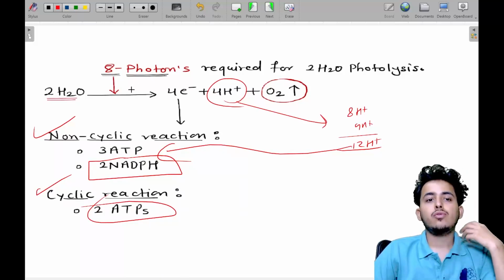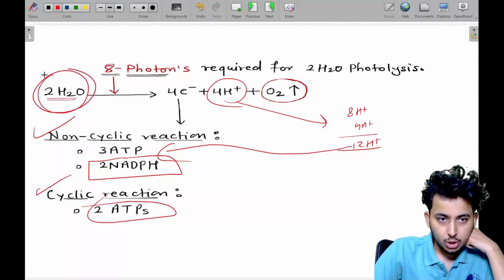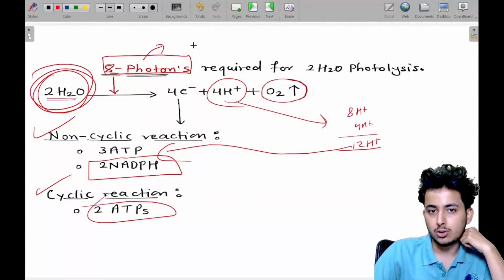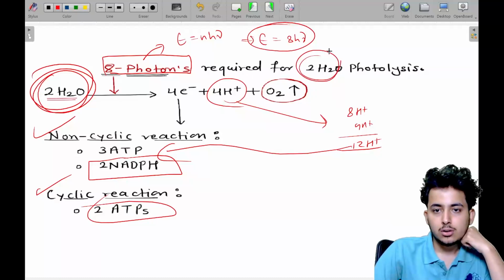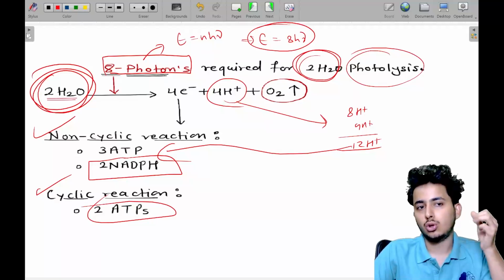And in terms of photons, if you want to look at this reaction, for splitting two water molecules you require light energy equivalent to 8 photons, E equals h nu. So basically you require 8 photons for photolysis of two water molecules. So this is in terms of photons.